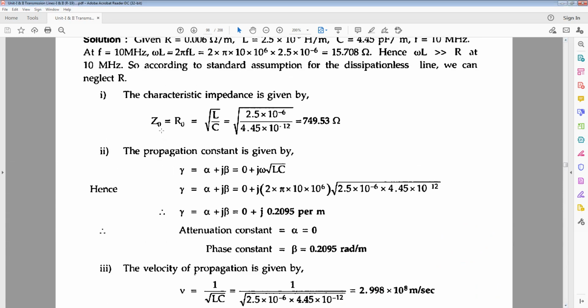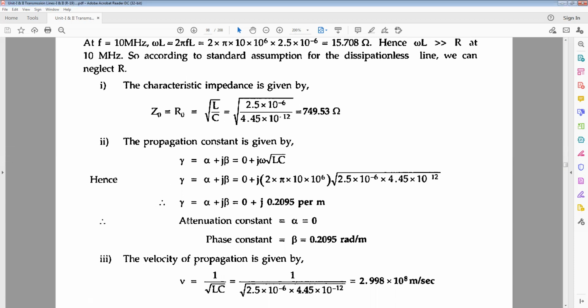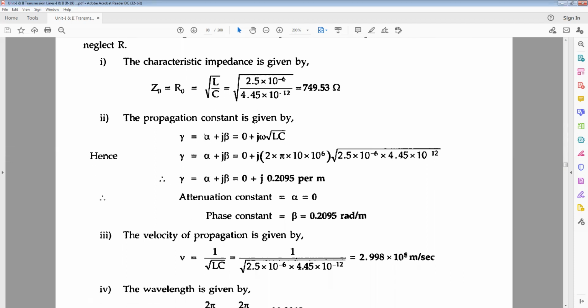So in this, we found Z naught by saying that omega L is very much greater than R, and according to the standard assumption for the dissipationless line, we can neglect R, so it is a lossless transmission line. Alpha is equal to 0. Then Z naught, gamma the propagation constant, the attenuation constant is alpha, and the phase constant is beta. Then the wave velocity.